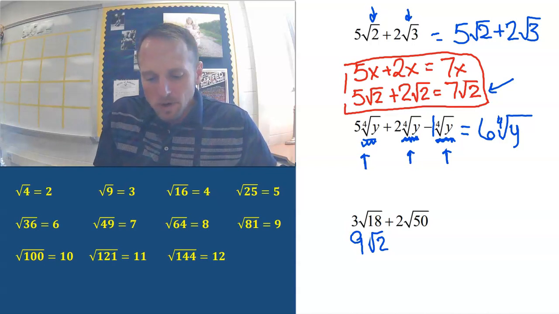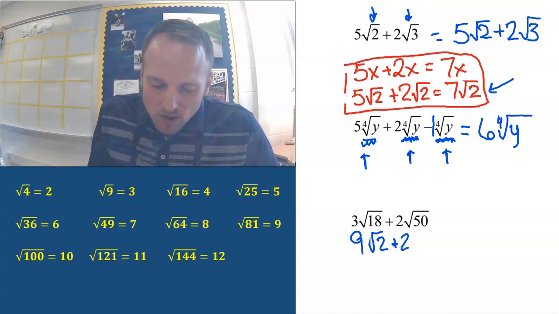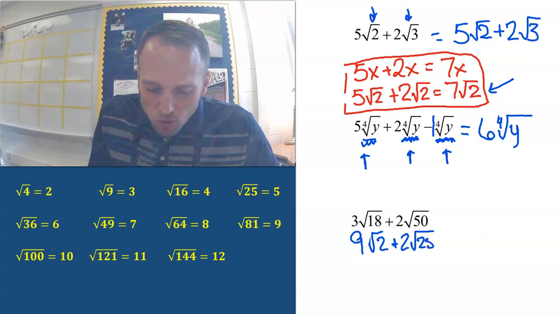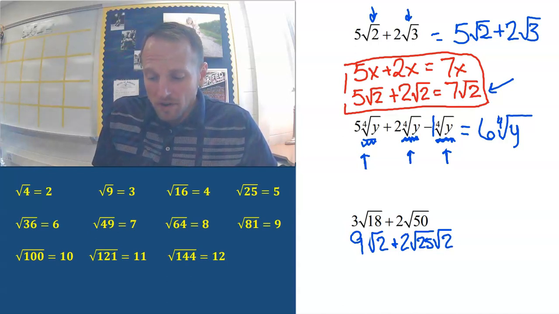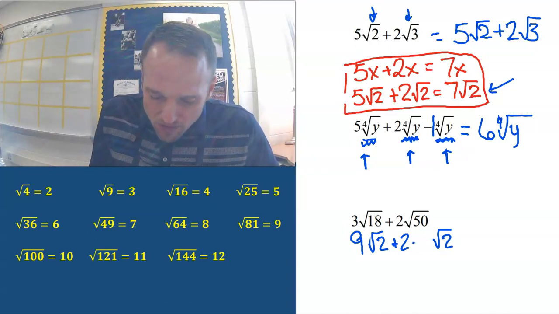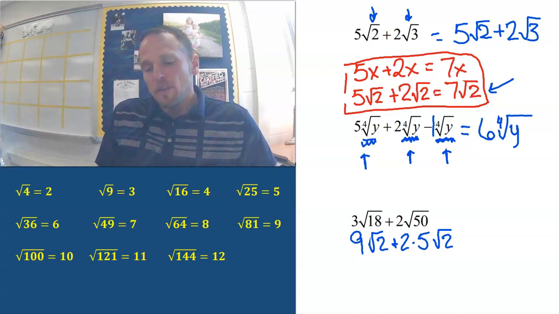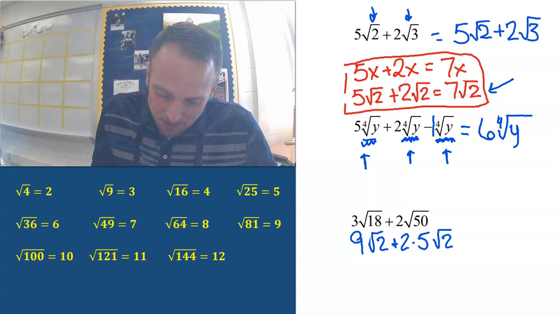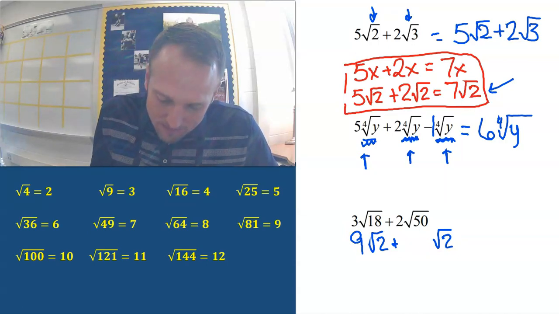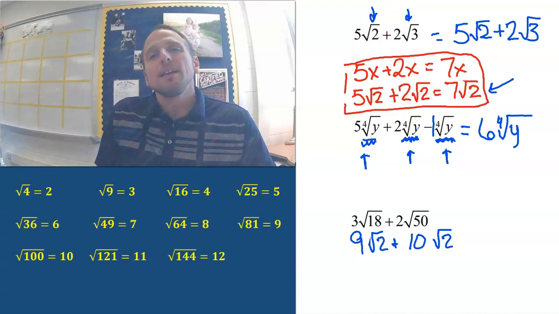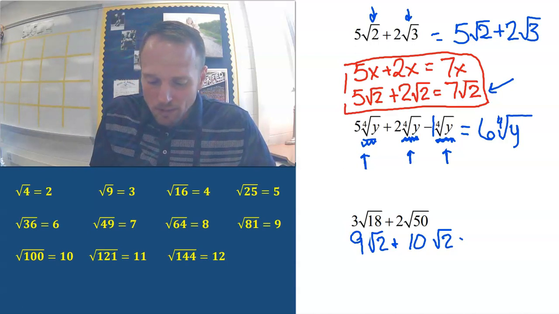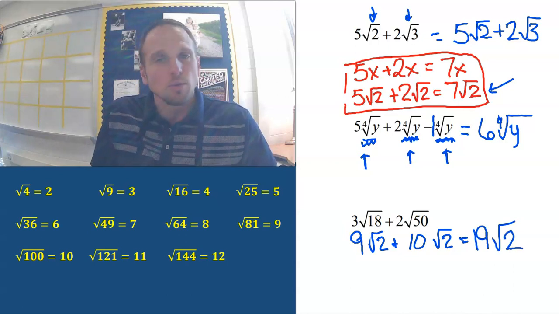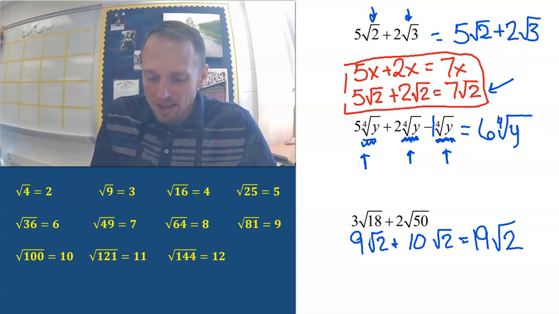Let's see what happens to the other one. Square root of 50, I know that is the square root of 25 times the square root of 2. And I know that the square root of 25 is the same thing as just 5. And I know that 2 times 5 is the same thing as 10. And now look what we have. We have like terms. We have square root of 2. So I have 9 root 2 plus 10 root 2, which is going to be 19 root 2. All right? There were like terms. They were just hiding in there.